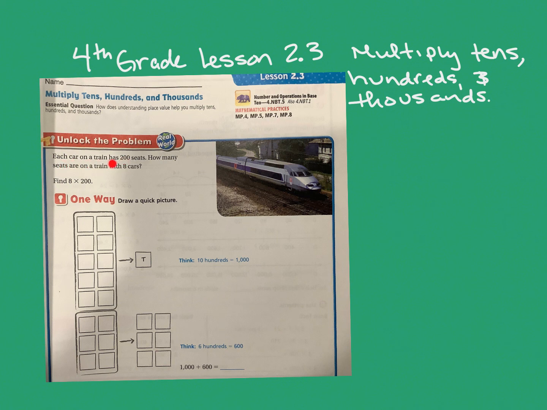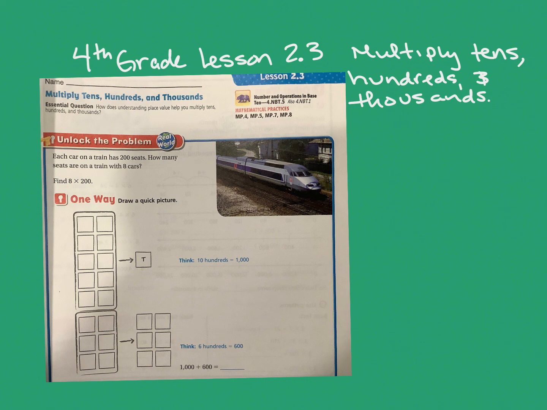This says each car on a train has 200 seats. How many seats are on the train with 8 cars? So 8 times 200. This is 200 added to itself 8 times because there's 8 cars. There's 200 seats on a car, and there's 8 cars. So we would be adding 200 to itself over and over again 8 times, the shortcut for that being multiplication: 8 times 200, or 200 times 8.